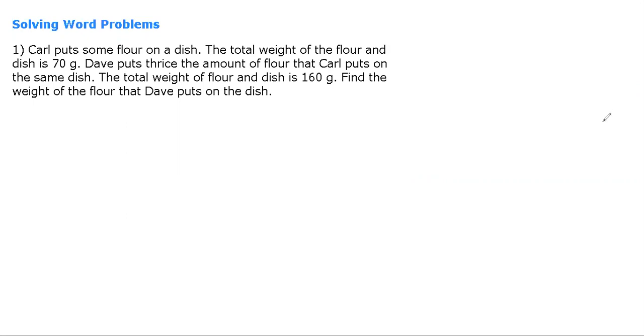So I have here two word problems to be used for this video. So let's begin. Carl puts some flour on a dish. The total weight of the flour and dish is 70 grams. Dave puts thrice the amount of flour that Carl puts on the same dish. The total weight of flour and dish is 160 grams. Find the weight of flour that Dave puts on the dish.